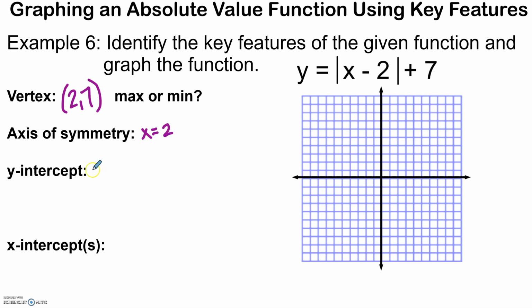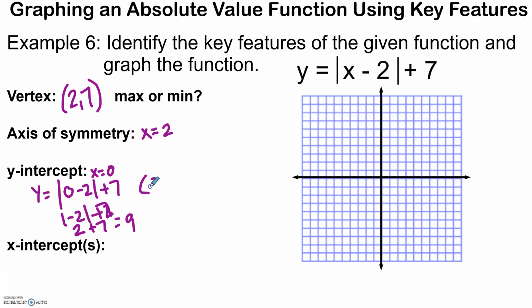My y-intercept is where x is 0, so I'm going to plug a 0 in. y is the absolute value of 0 minus 2 plus 7. My absolute value ends up being negative 2. When I take the absolute value, I get 2. I add 7, and I get 9. So my y-intercept is going to be the point (0, 9).